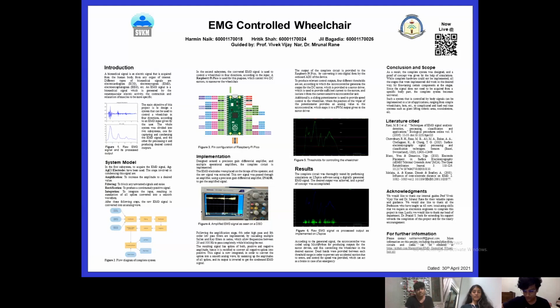So, to sum up, we have designed a system that uses an EMG signal to control a wheelchair, which can be extremely helpful to people who are not able to walk. Since we have designed it as a two-part system, we can use either of these systems for different individual purposes.